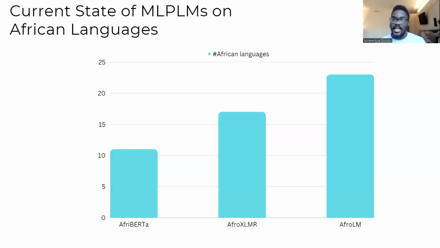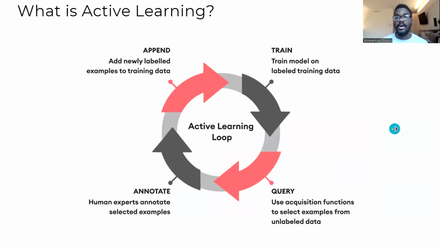And that lack of data is a problem because those multilingual pre-trained language models rely on a massive amount of data to achieve high performance, which is something we cannot afford in the context of African languages. This is why today I'm going to be talking to you about active learning, which is a very interesting concept, and I'll walk you through our work in this presentation.